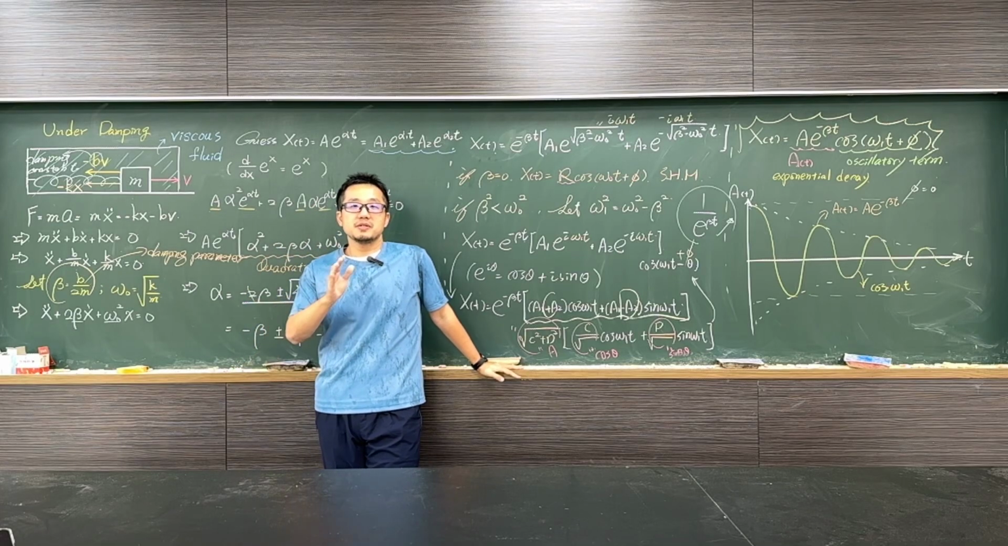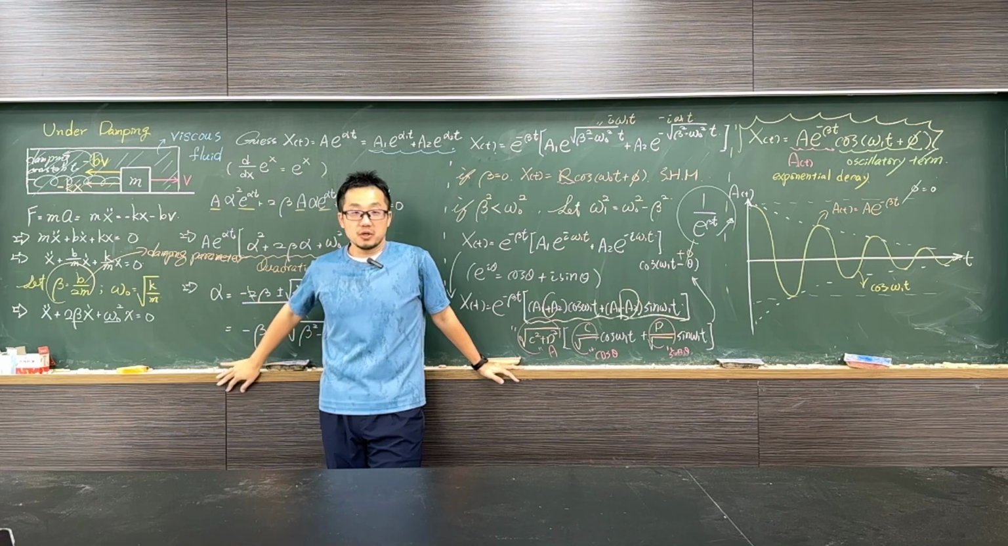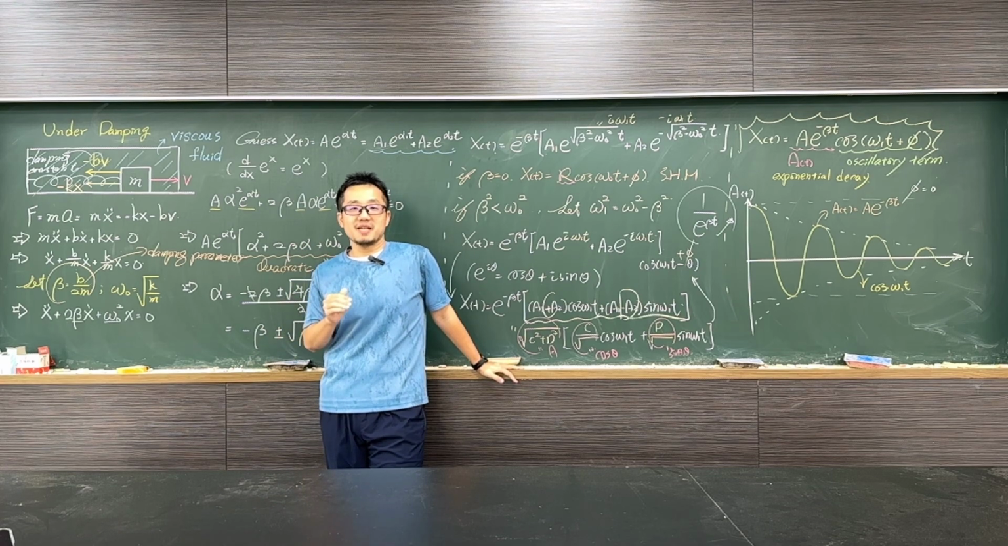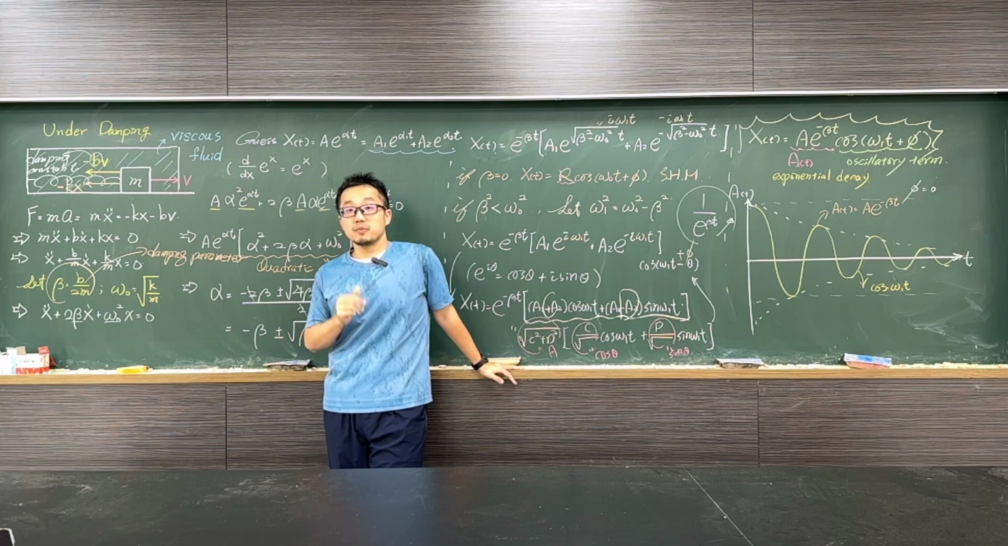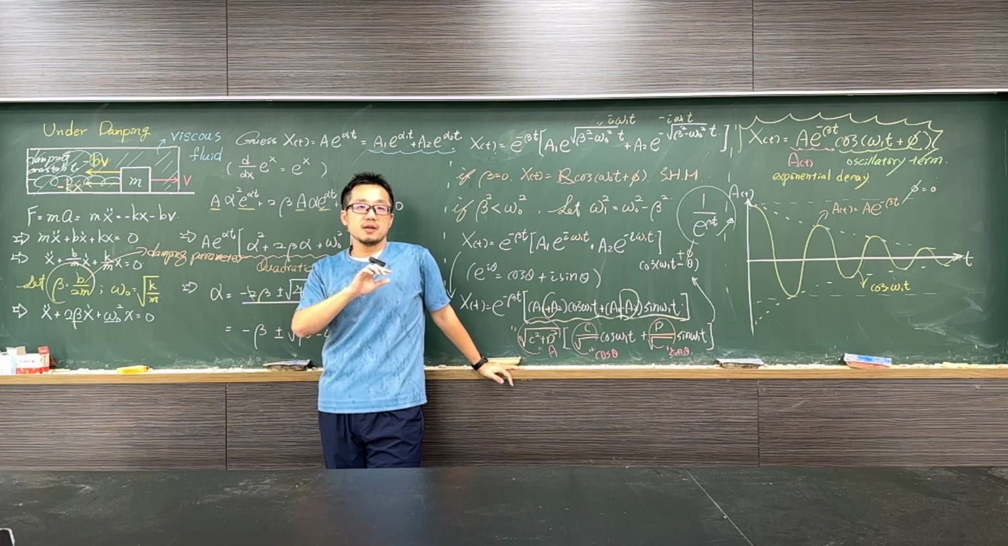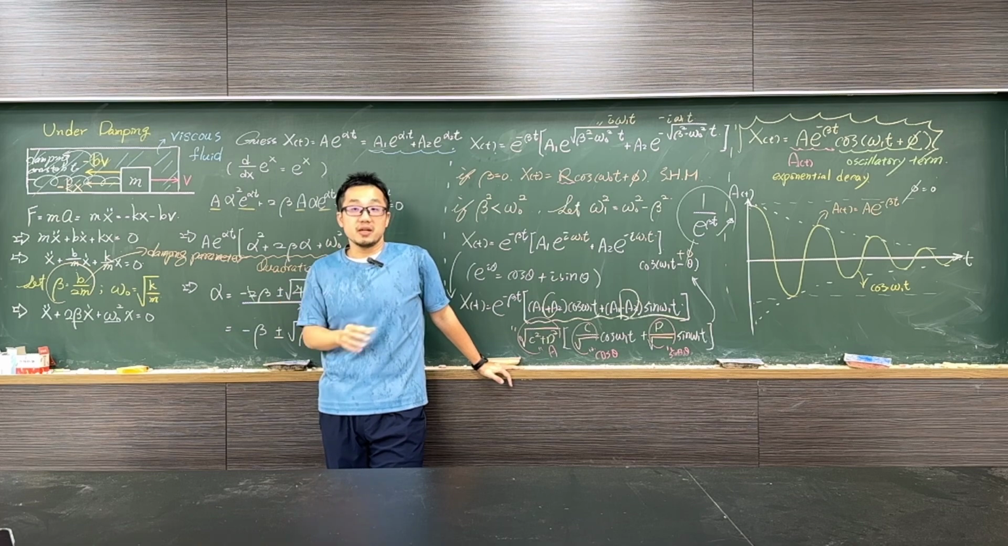Today what I want to discuss is simple harmonic motion in the case of underdamping. For simple harmonic motion, it's quite simple because it will be experiencing no friction and no resistant force, so the amplitude will always be the same. There's no loss of mechanical energy.